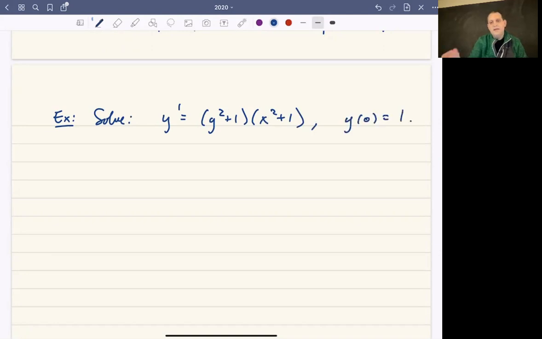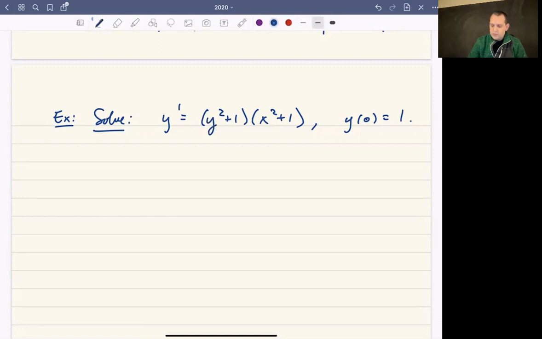Okay, so again, that means that if x is 0, then y is 1. It's like saying f of 0 is 1. So this is what we want to do. And this is separable, of course. Some of these you might have to work a little bit algebraically to check that they're separable, but they're separable.